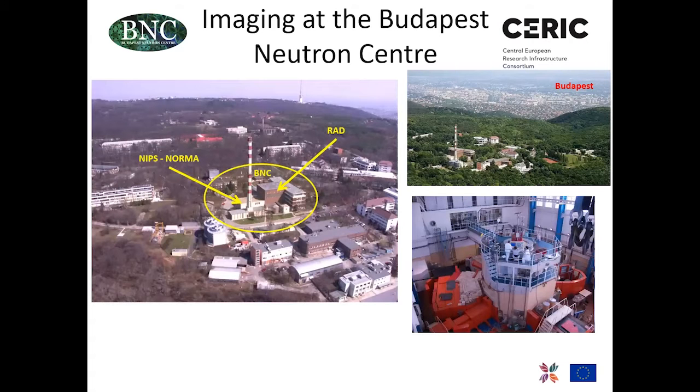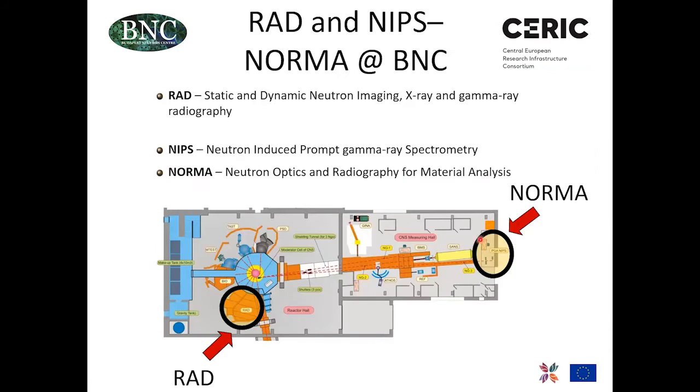So just to present ourselves, we are the Budapest Neutron Center in Budapest, Hungary. We have a 10 megawatt research reactor, which is a Russian design, and around this research reactor we have about 60 measurement stations, and two of them are dedicated to neutron imaging. We have the RAD station, which is inside the reactor hole, which is right here. And we have the normal station, which is in the core neutron guide hole at the end of neutron guide number 3.